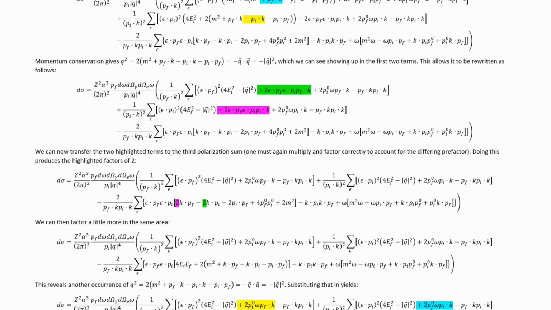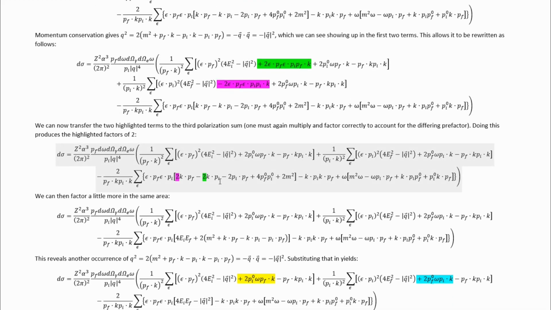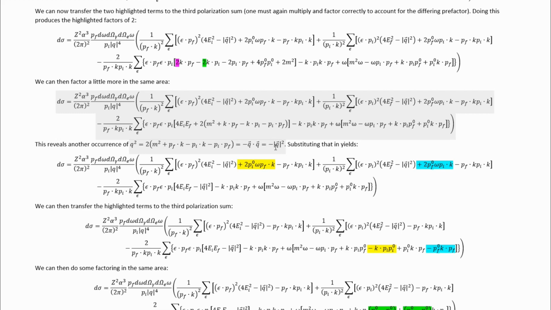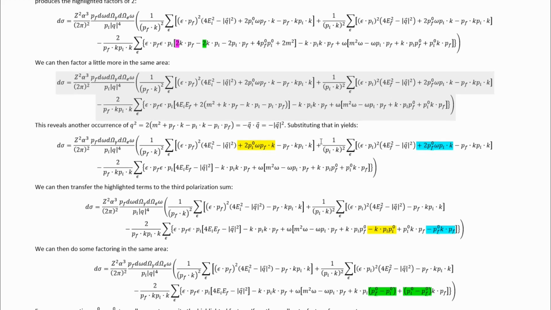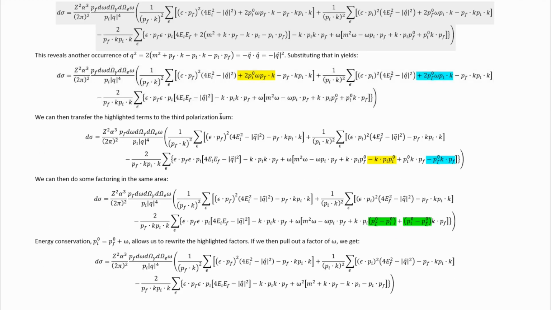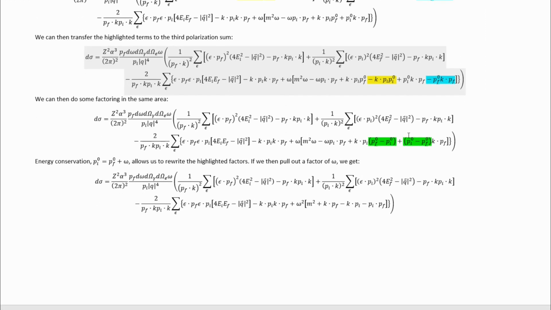Then we can transfer the two highlighted terms there to the third polarization sum. And then, of course, we have to keep track of prefactors as we do that again. And ultimately, it duplicates two terms that are under the third polarization sum already. So we just get those factors of 2. We can then factor some things around a little bit in the same area to yield that there, which we then recognize as another example of negative q vector magnitude squared. So inserting that in gives us a further simplified result. We can then transfer these two highlighted terms to the third polarization sum, which gets us to this. With some factoring, we arrive here.